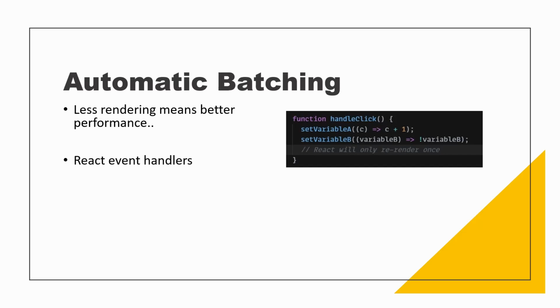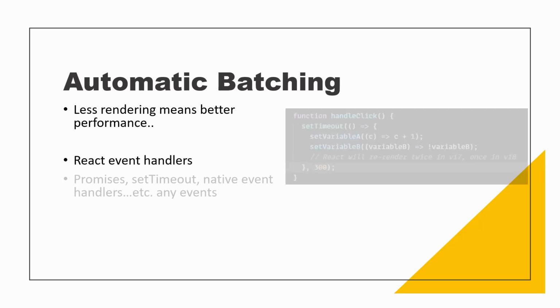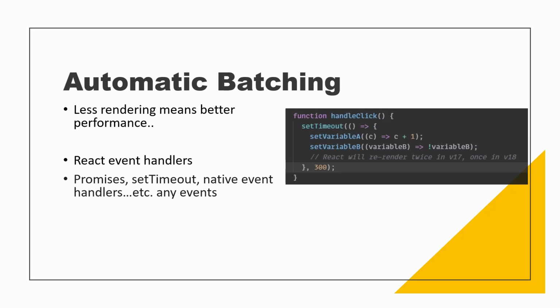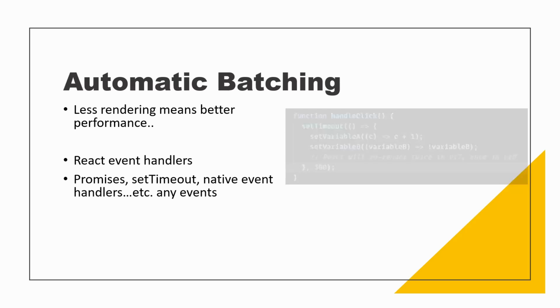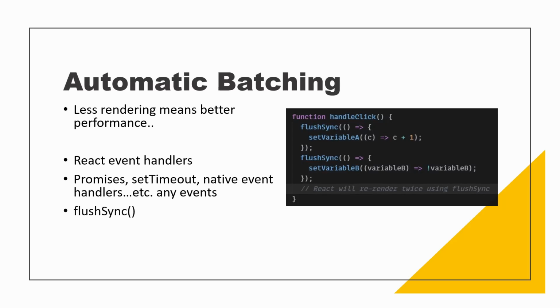Before React 18, automatic batching only worked for React event handlers, so things like onClick, onSubmit. It doesn't work for promises, setTimeout, or native event handlers, but now with the update, automatic batching works for any event. So in this example with the setTimeout, the two state updates will re-render once in React 18. In cases where you want to re-render after each update, you can use flushSync to wrap the state update function to make React re-render.